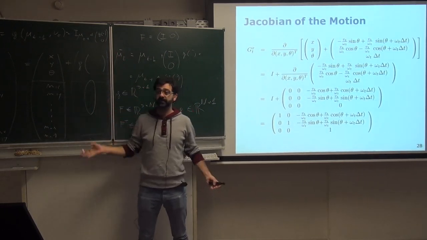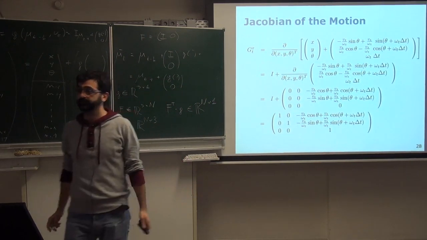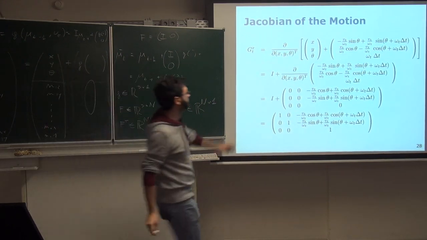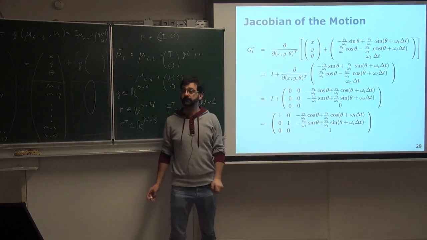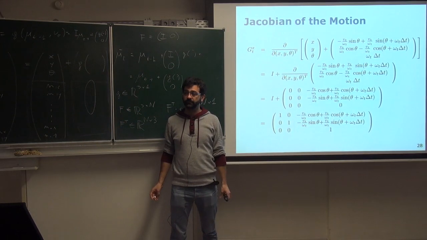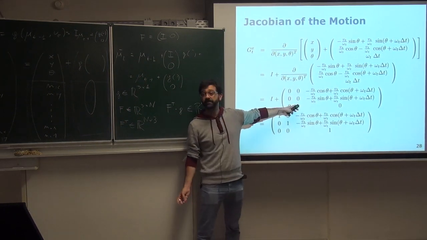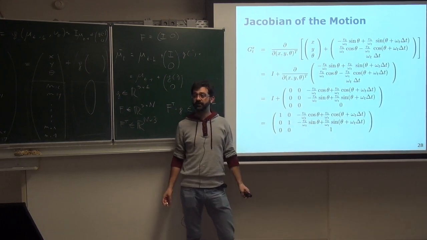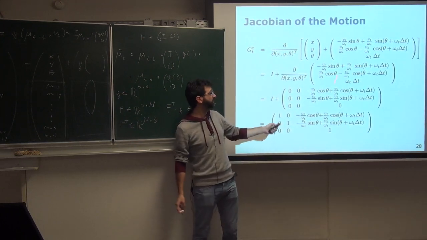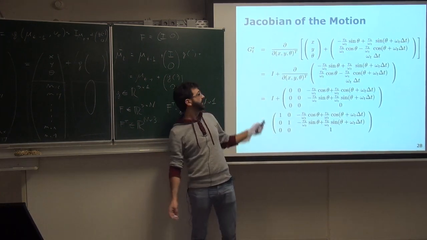Yes? To get from the second line to the third, you go from a vector to a 3 times 3 matrix because of the differentiation through 3 variables. Exactly. Okay. So that's what's called a Jacobian matrix. It's a matrix of partial derivatives. We have 3 functions that define the 3 rows of the matrix, and we have 3 variables that define the 3 columns.